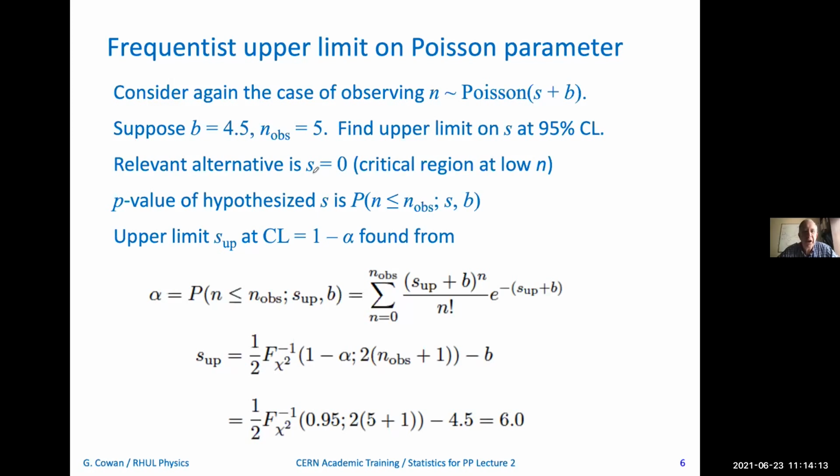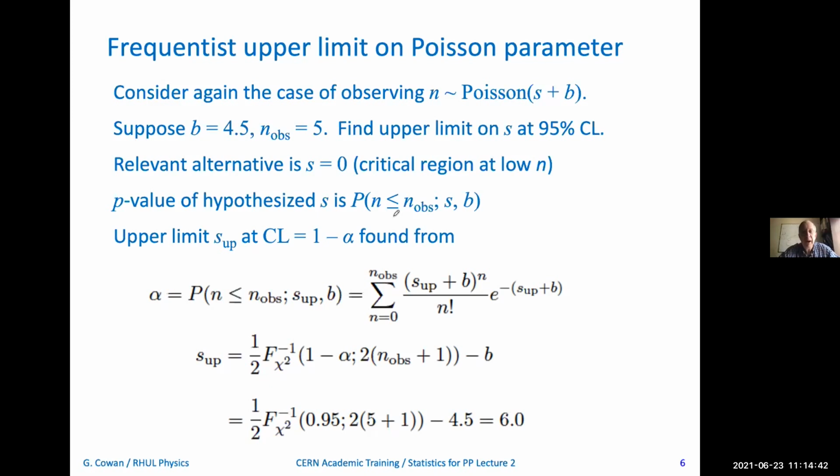Well, if the alternative to a high S is a low S, I put the critical region where there is a high probability under the assumption of low S, which is to say low numbers of events. That means that I define the p-value of a hypothesized value of S to be the probability, under the assumption of S, to see as many events as I saw or less. So this inequality is the other way around.